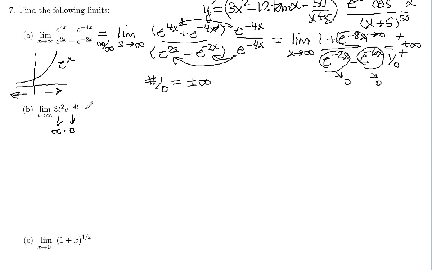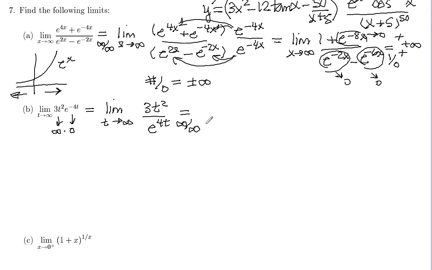So remember, we want to change that around so it's either 0 over 0 or infinity over infinity. So why don't we bring this e with a negative exponent down to the bottom with a positive exponent? We can rewrite this as the limit as t goes to infinity, and we'll leave that 3t squared up on top, and e to the negative 4t on the top is e to the positive 4t on the bottom. And now as t goes to infinity, the top is approaching infinity, the bottom's infinity. This is infinity over infinity.